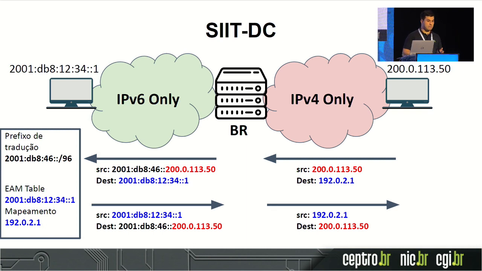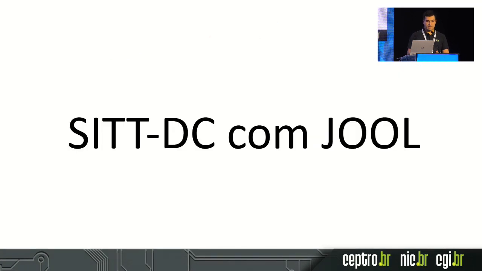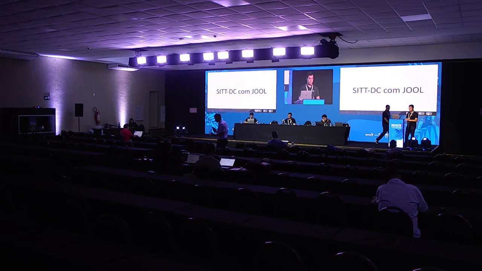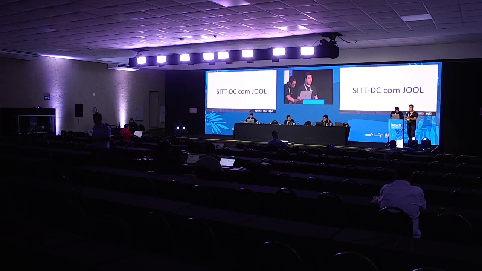If we have IPv4 for doing one-to-one mapping for all the machines, this could be a good solution. We have seen some institutions that use this. Now we have the Jool tool. I don't want to take up too much time. So I'm going to ask Lucas, who will be giving you the tutorial explaining how SIIT-DC works with Jool.